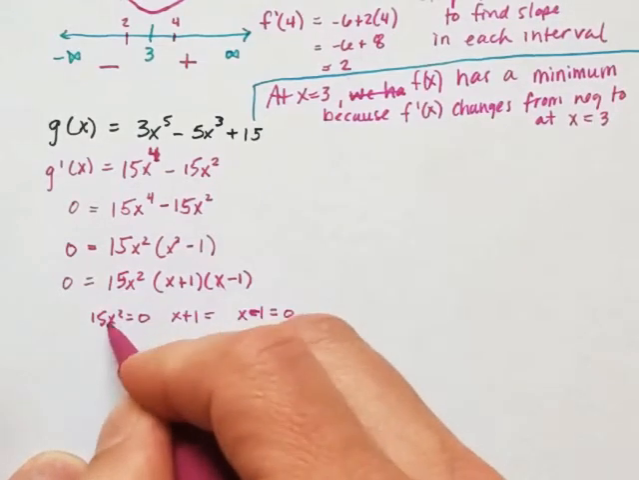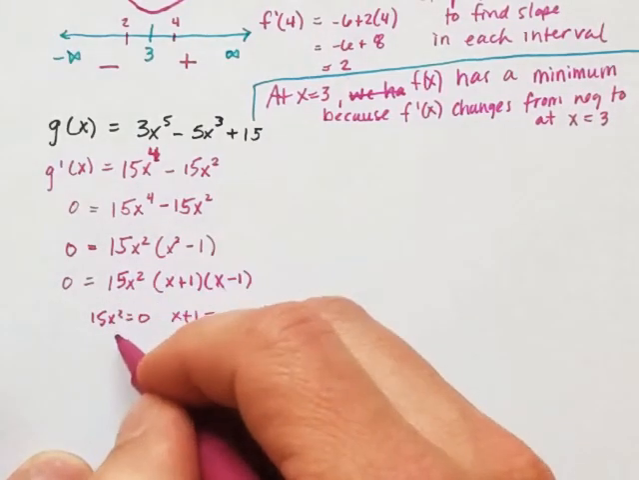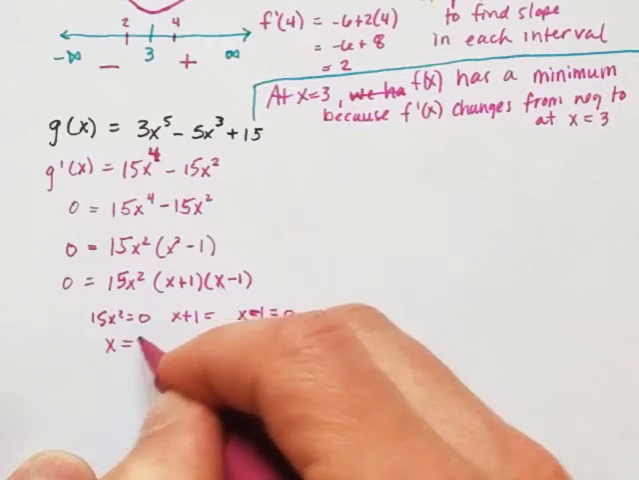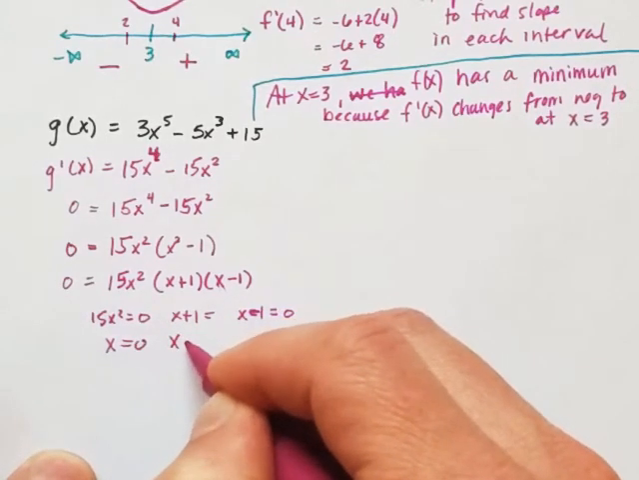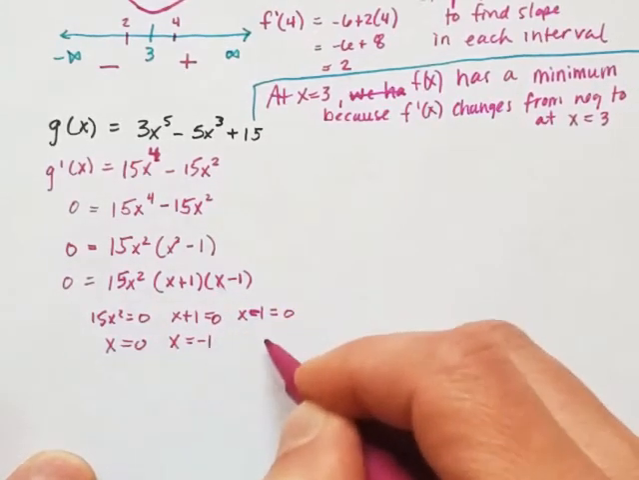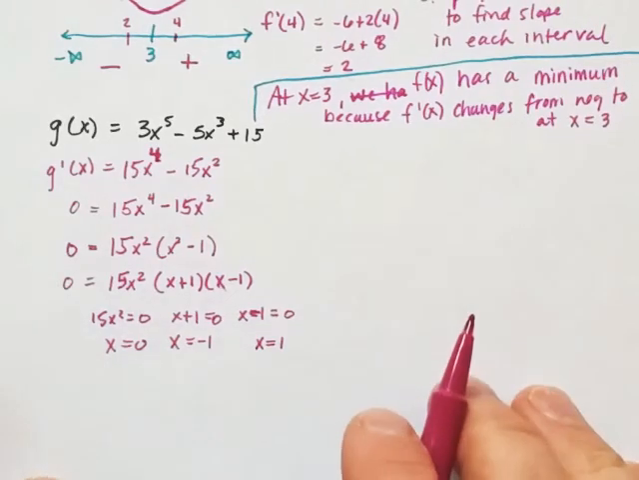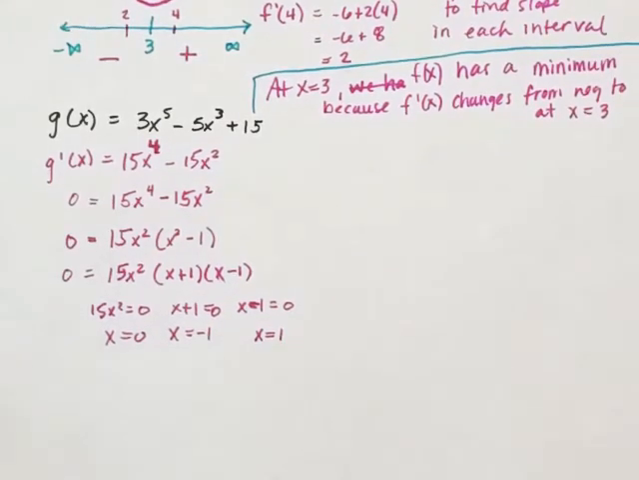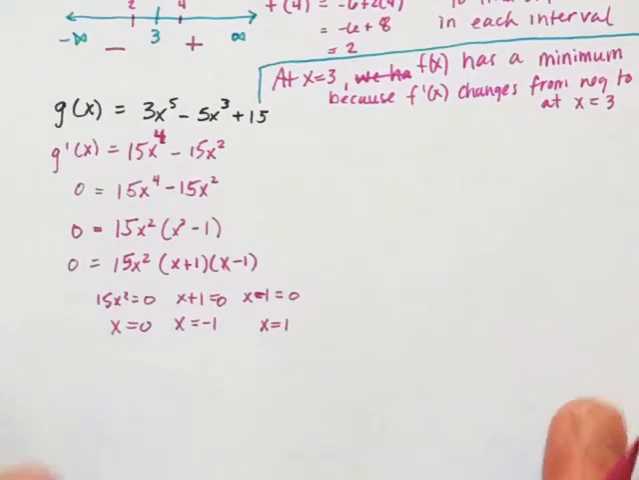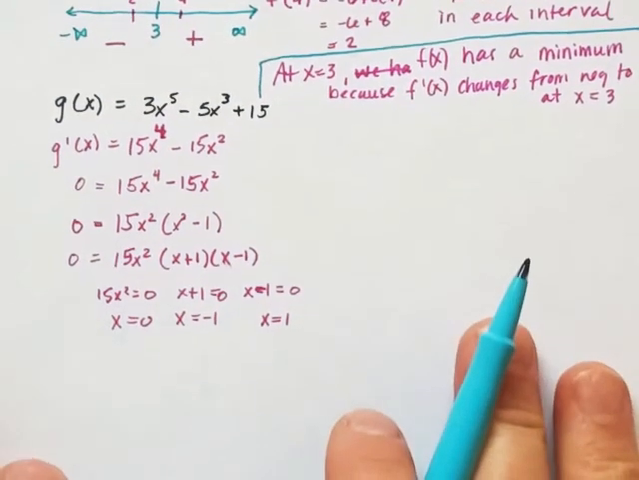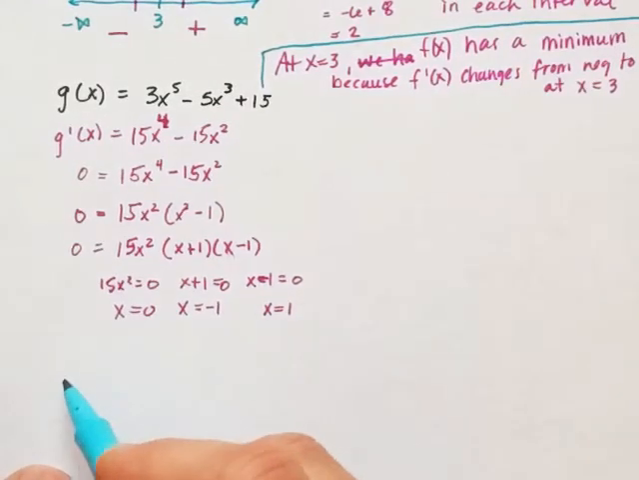So solving those really quickly, if I divide by 15 and then square root that, I'm still going to get 0 here. I'm going to get negative 1 here, and I'm going to get a positive 1 here. So those are my critical points. Those are the points in question. So now from here, we have to put those on a number line and just see what those are doing. Are those changing from positive to negative, etc.?